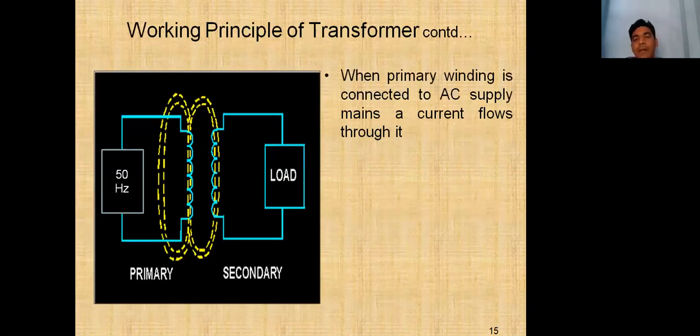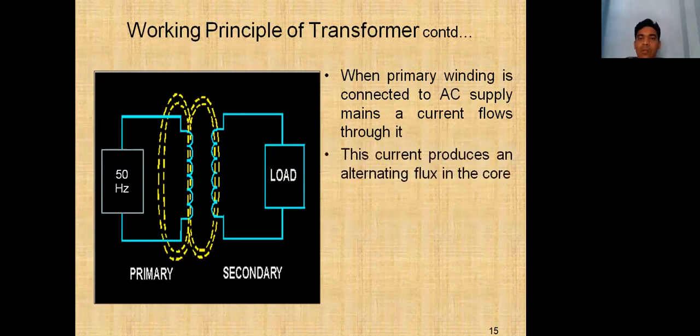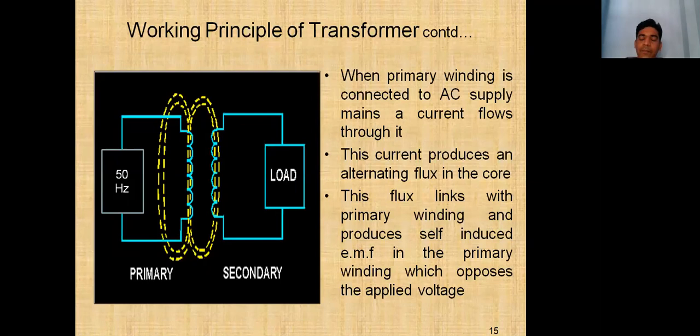When the primary winding is connected to the AC supply mains, a current flows through it. This current produces an alternating flux in the core. This flux links with the primary winding and produces self-induced EMF in the primary winding, which opposes the applied voltage.